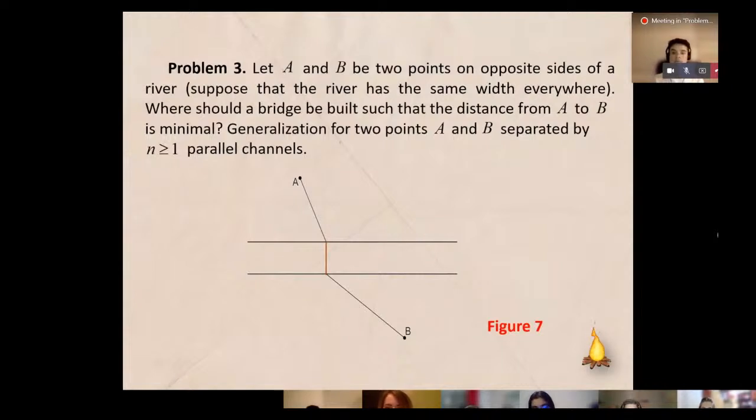Problem 3. Let A and B be two points on opposite sides of a river. Suppose that the river has the same width everywhere. Where should a bridge be built such that the distance from A to B is minimal? Generalization: two points A and B separated by n greater than or equal to 1 parallel channels.